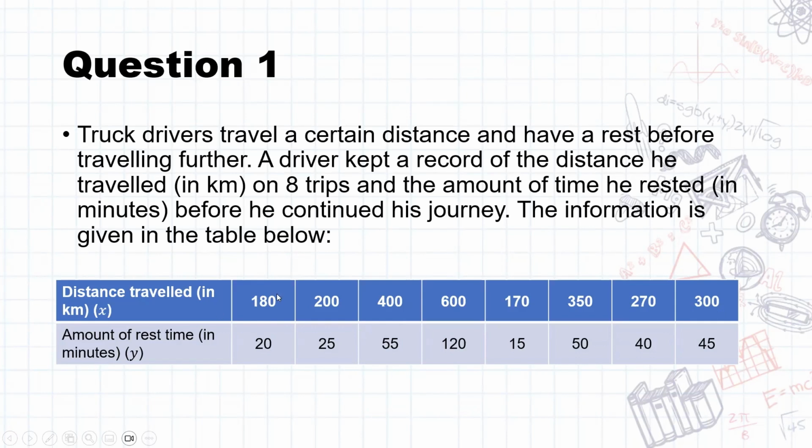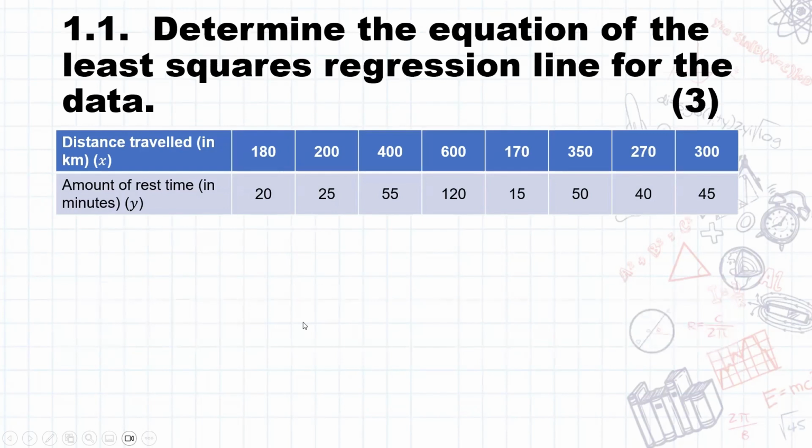Okay, so this is bivariate data. It's a linear regression sort of question because there's a relationship between the two variables, x and y. It's not a single variable. There are 2 different variables, and the x variable, how far he travels, affects the y value, how long he rests for. It says, determine the equation of the least squares regression line for the data.